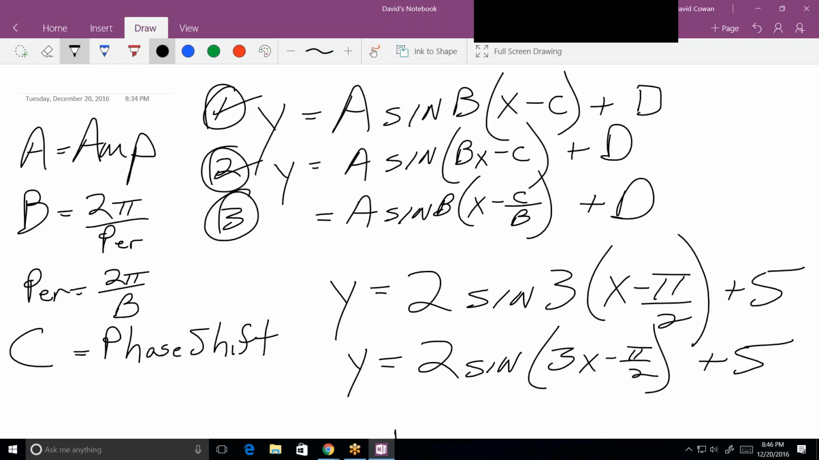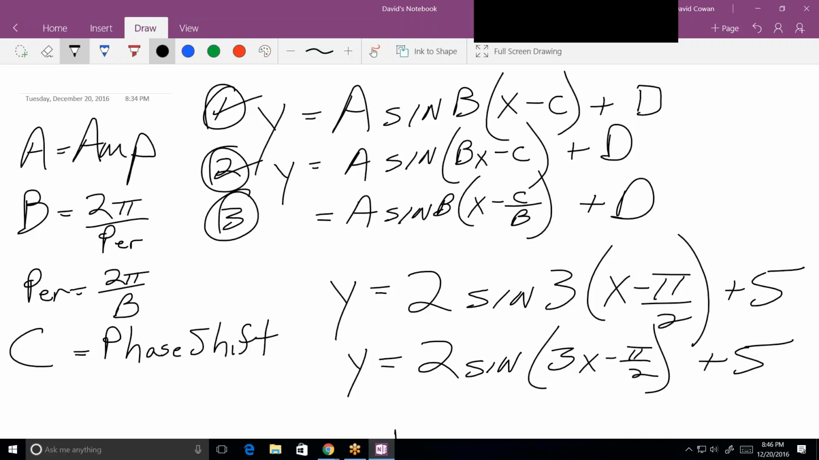It does not change the period. B is equal to 3 in either case, and the period is equal to 2 pi over B. So it does not affect the period. What it does affect is the phase shift. We're going to talk about the phase shift in a minute, but you can think of a phase shift exactly as you think of a horizontal shift. It does not change the shape of the curve, it merely moves it left and right.